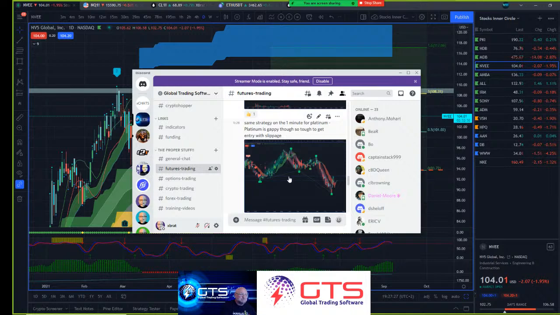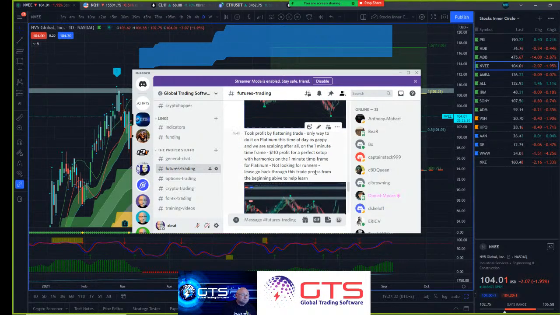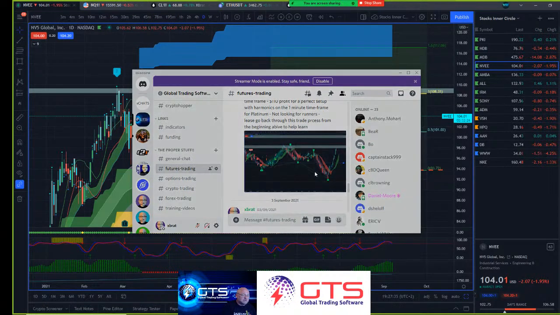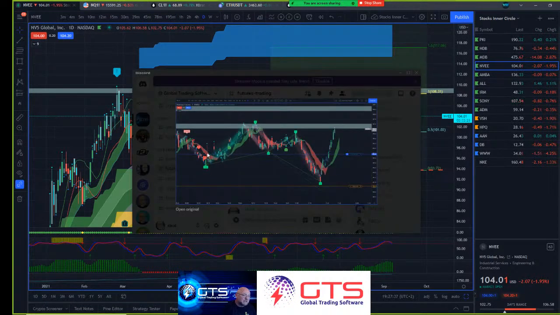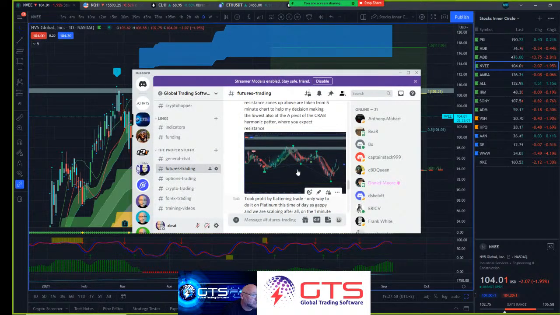This is me trading platinum. Really great, this trade was fantastic. This is me trialing that 1 minute harmonics live. I got in, took the trade, took the profit. It was only $110 or so, but it was me using the 1 minute crab pattern, finishing the automated completion zone, trading the long, making some money, and sharing it as I did it in the Discord group.